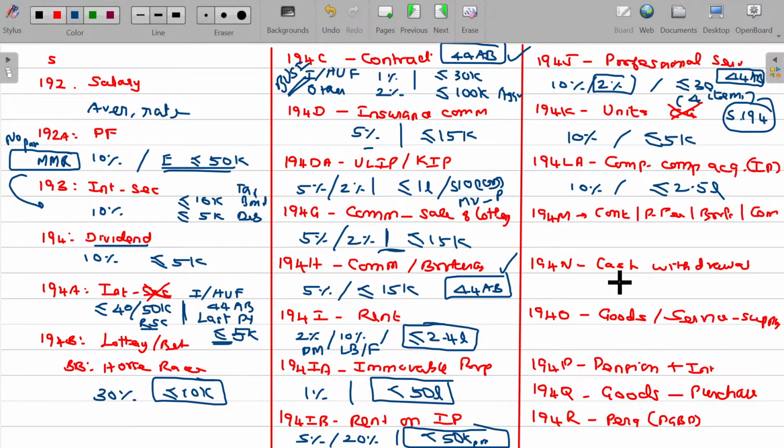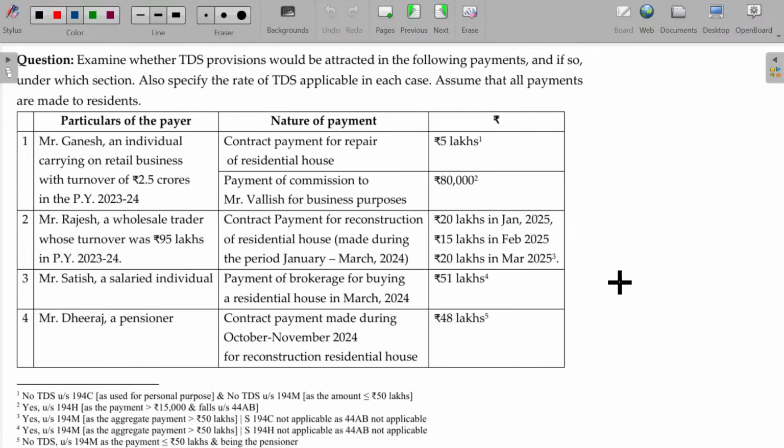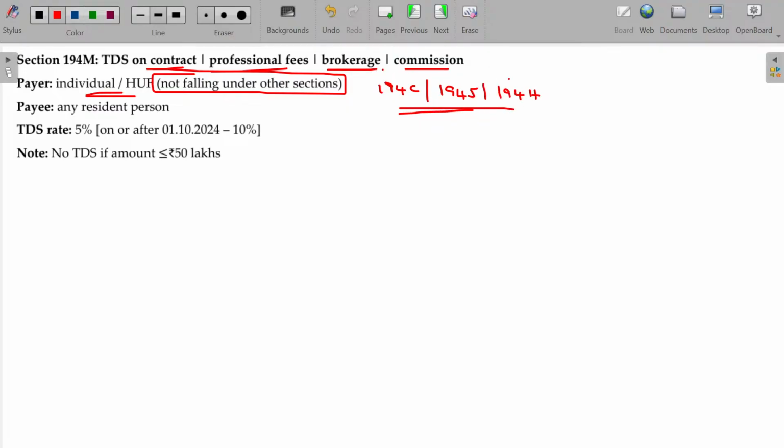Clear? So 194M is a combination of 3 sections. Where you have escaped from those 3 sections, you will fall under this section. Contract, professional fees, brokerage and commission by individuals and HUFs not falling under other sections: 194C for contract, 194J for professional fees and 194H for commission. If you escape from these, then you will fall under this case.